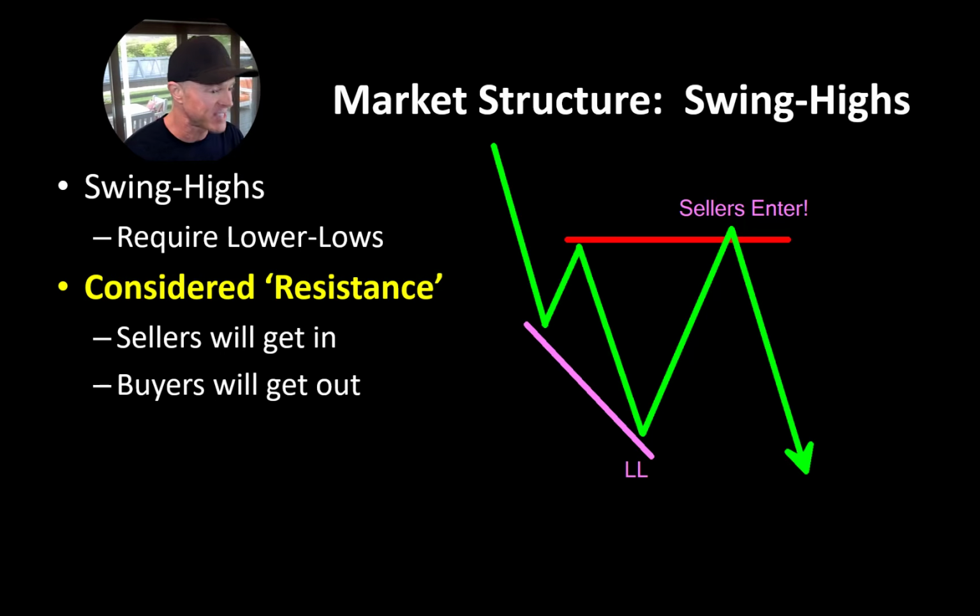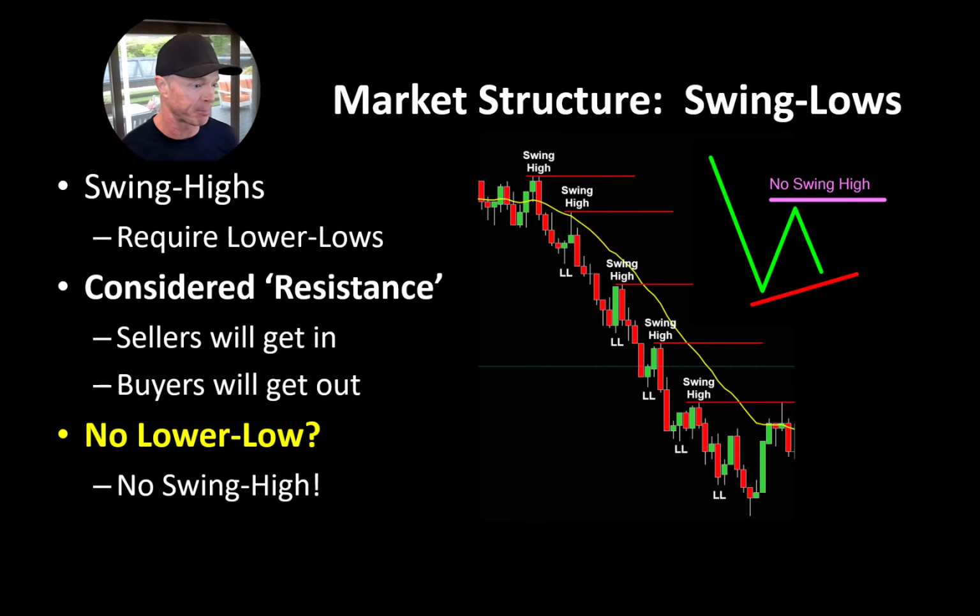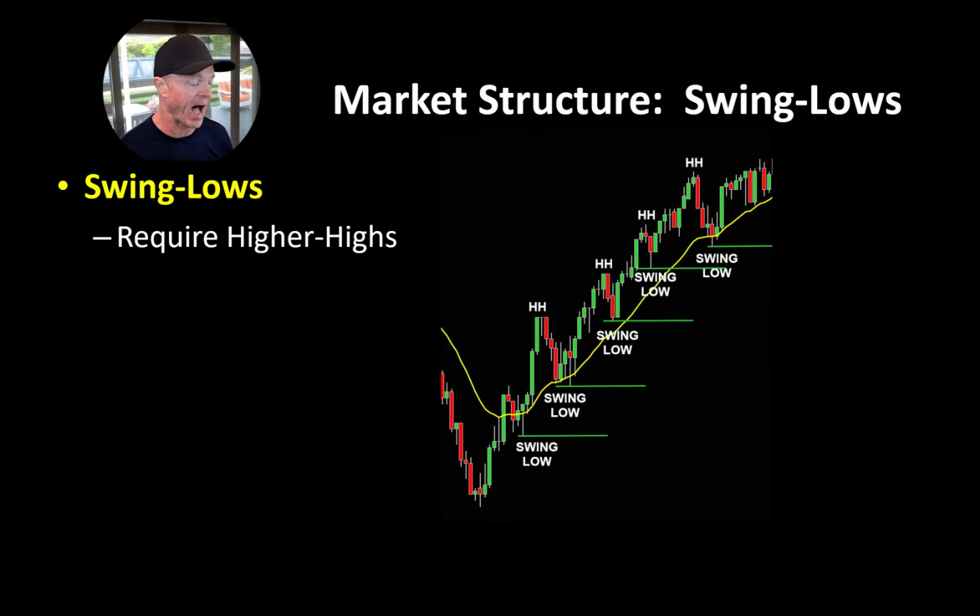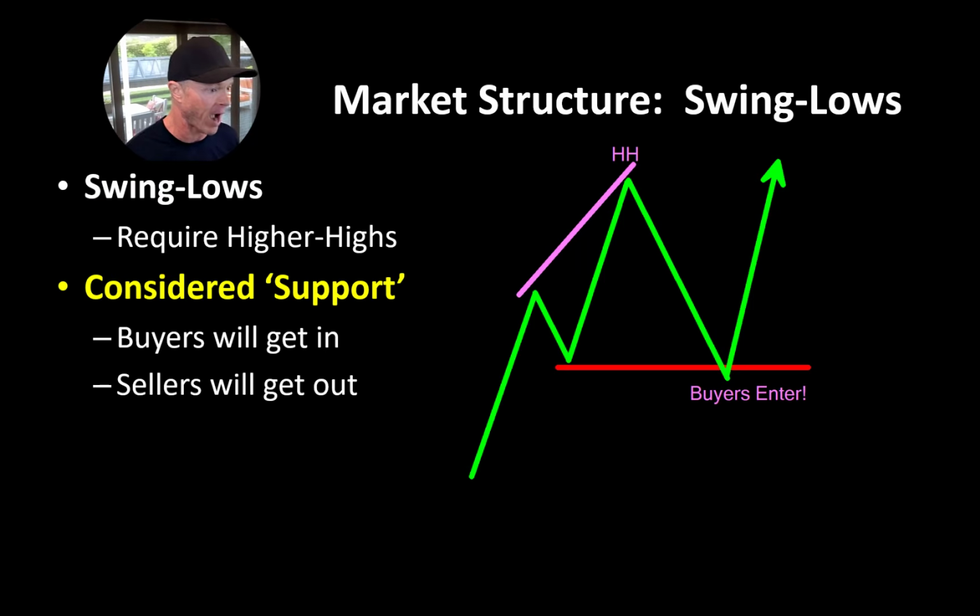Why? Because sellers want to sell high, and swing highs are the perfect place to do that. And very important to keep in mind too, if we don't see a lower low, we don't have a swing high. On the flip side, in a bull market, swing lows are made after price makes a new higher high in price. Swing lows are support, and support is where buyers get in and sellers get out.